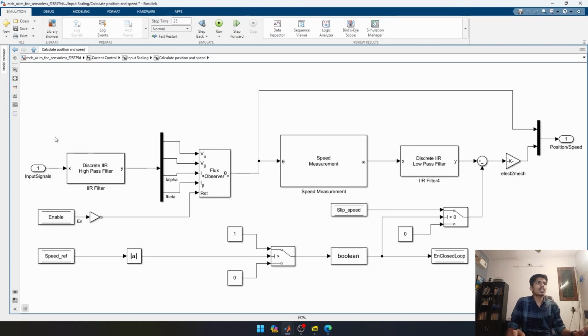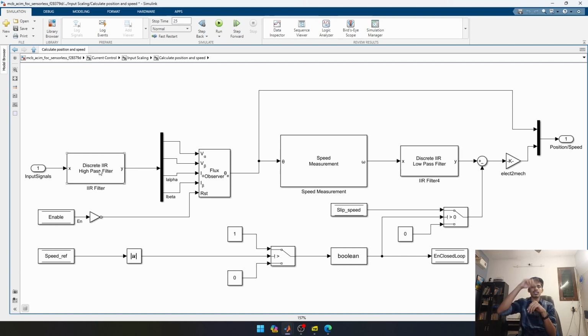If you double click on that, you can see the input signal, which is our V alpha, V beta, I alpha, I beta, going through a high pass filter. This is a high pass filter operation, which means it will remove the low frequency component. Not noise necessarily, the low frequency component is nothing but a DC component.